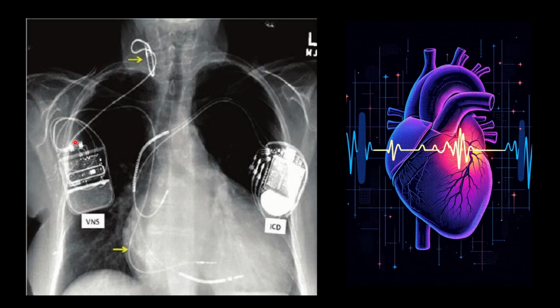A lead comes up from it superiorly to the right part of the neck, where it wraps around the vagus nerve in the neck, as shown by the yellow arrow. This device is used for depression or epilepsy. Sometimes it is also implanted on the left side, so it shouldn't be mixed up with cardiac devices, as the lead comes up to the neck. And on the other side, this is an ICD device with its usual coiled leads present.